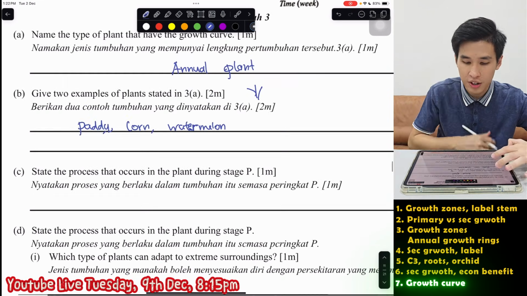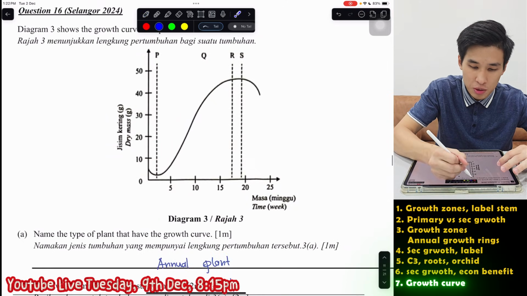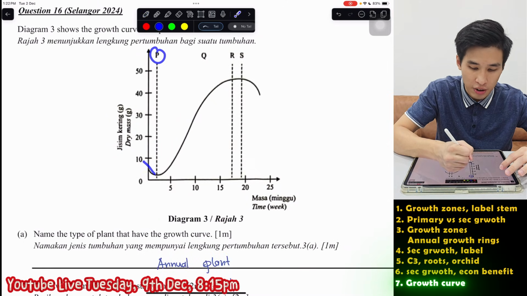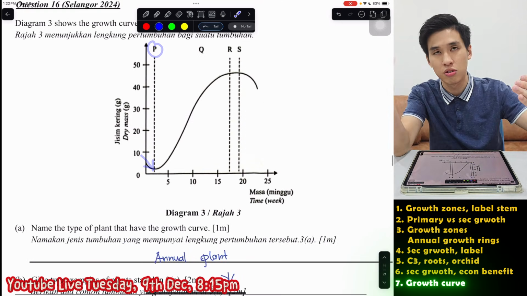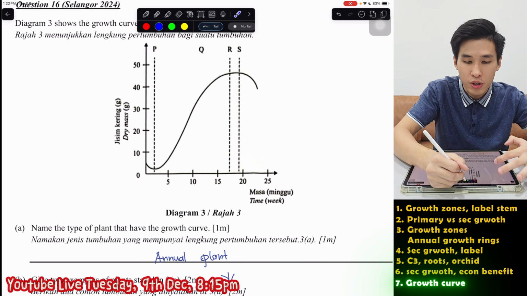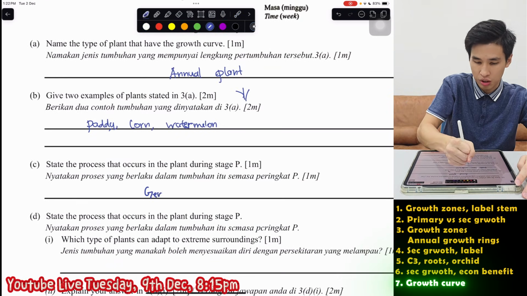State the process that occurs in the paddy plant during stage P. So during stage P, the mass decreases, right? Okay, here they only ask you what's the process. They didn't ask you the growth. So you don't have to say the mass decreases because of this and that. You just have to say what they are undergoing here that causes the mass to decrease: germination.